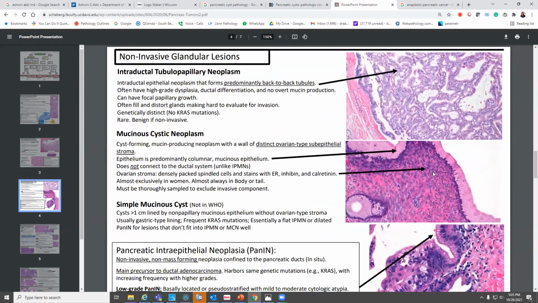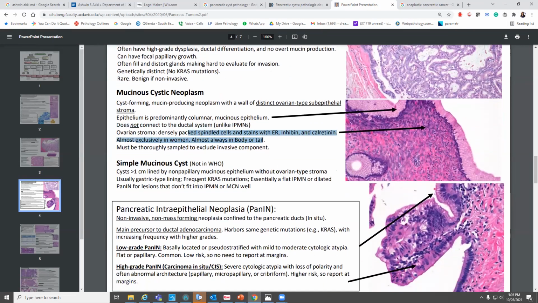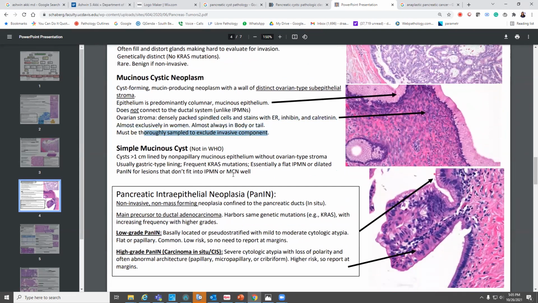Then coming to mucinous cystic neoplasm, it has ovarian-type stroma, a distinct ovarian subepithelial stroma, and the epithelium will be predominantly columnar or mucinous. This is an important point he was mentioning all the time: it does not connect to the ductal system versus connecting to the ductal system. So mucinous cystic neoplasms will not connect to the ductal system, unlike IPMNs, which will. And the ovarian stroma, we saw almost exclusively in women, and in the body or tail almost always. So thoroughly sample and rule out the invasive component.